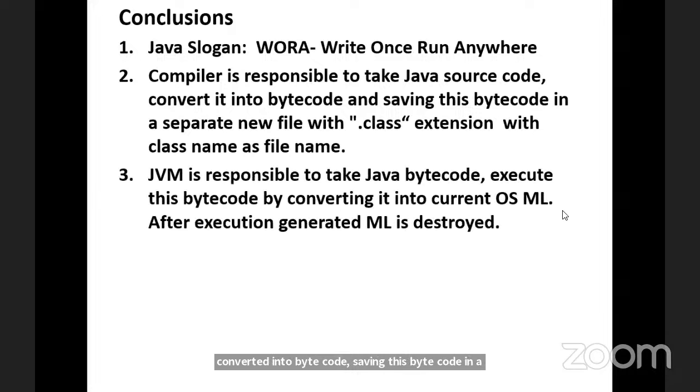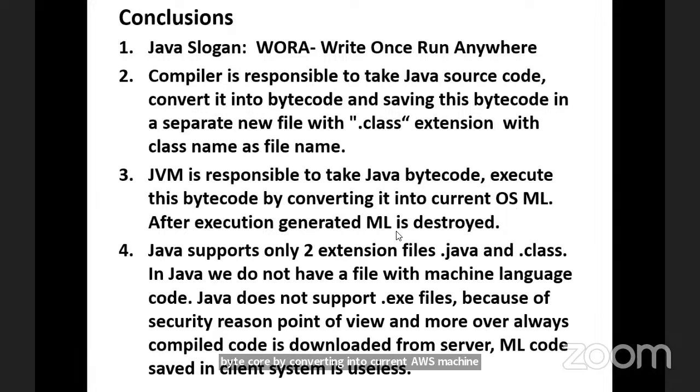JVM is responsible to take Java bytecode, execute this bytecode by converting into current OS machine language. After execution, generated machine language is destroyed. Next, Java supports only two extension files, .java and .class. In Java, we don't have a file with machine language code. Java doesn't support exe files because of security reasons, and moreover, always compiled code is downloaded from the server, so machine language code saved in the client system is useless.